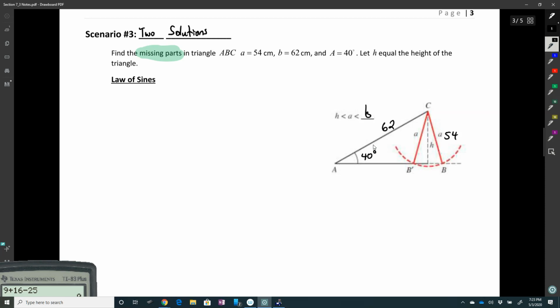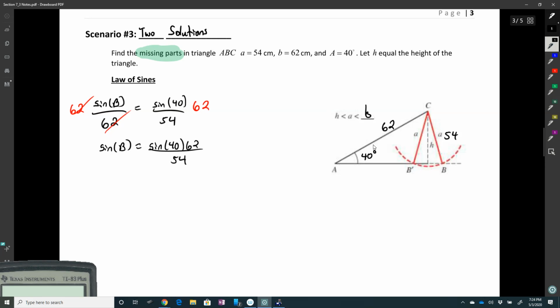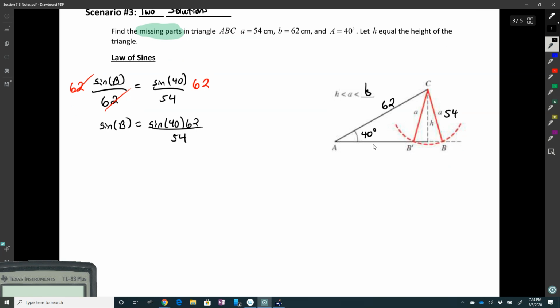So, law of sines, sine B over 62 equals sine of 40 over 54. So multiply 62 to both sides. So I have sine of 40 times 62 over 54. And we just find that's going to be an ugly number, so I'm just going to find the inverse sine of that.